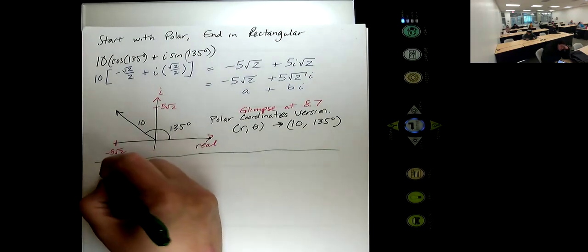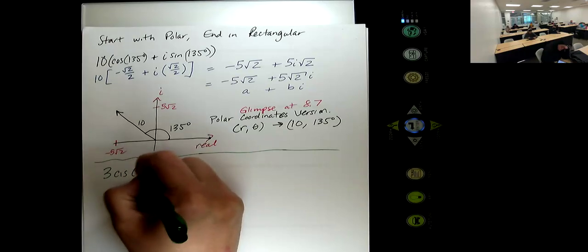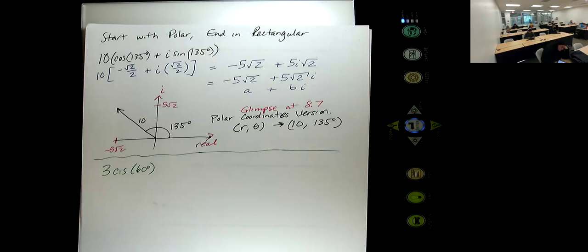Let me give you guys one to try to translate. 3 cis 60 degrees. Try to figure out how to do that.